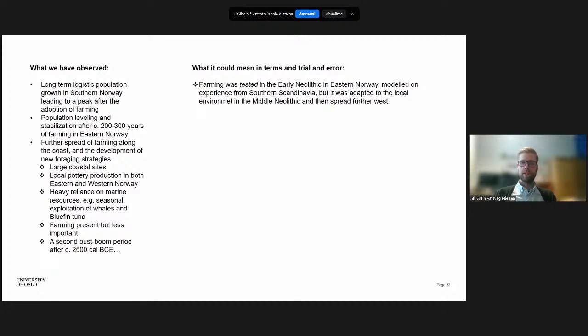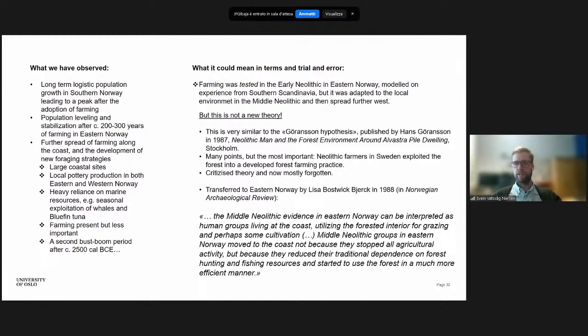So one of the interesting things to mention in the end is that this is actually not a new theory. This is very close to a theory called in Swedish research the Ransom hypothesis, which is actually a theory published by Hans Göransson in 1987, based on a study of Alvasta pile dwelling. So there are many points to his theory, but one of the most important ones today, I think, is that Neolithic farmers in Sweden started to exploit the forest into a developed forest farming practice.